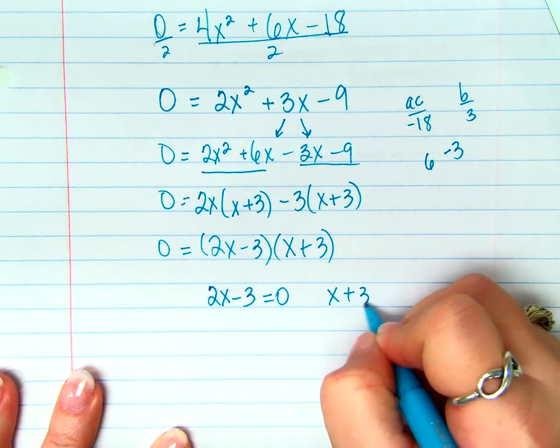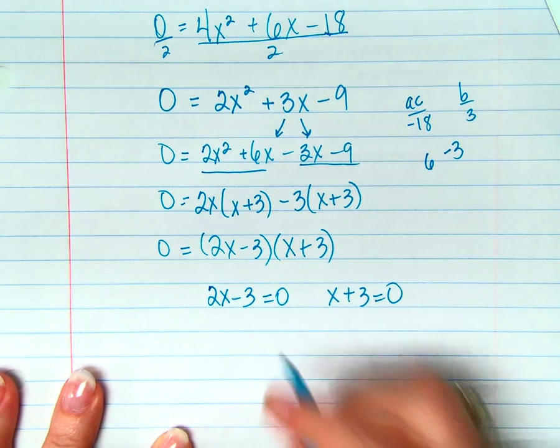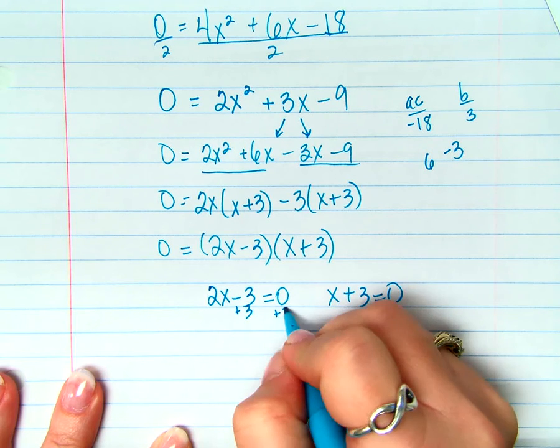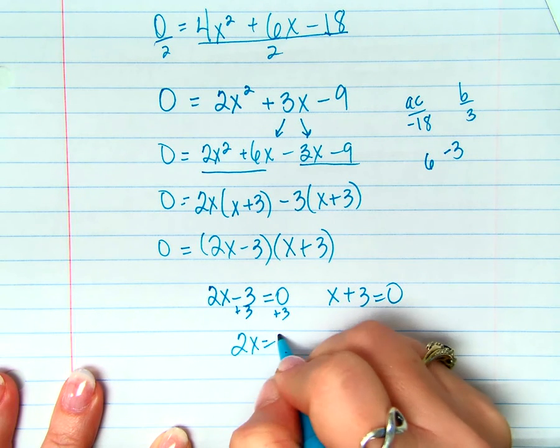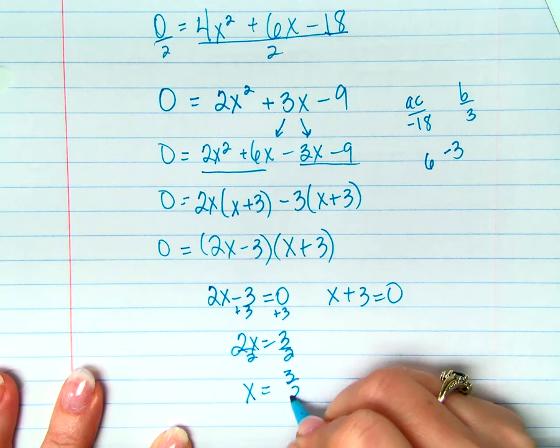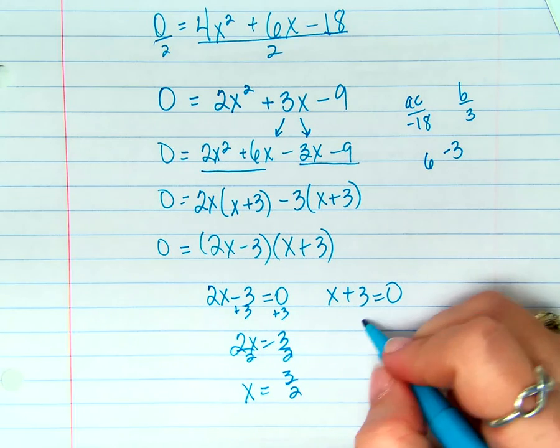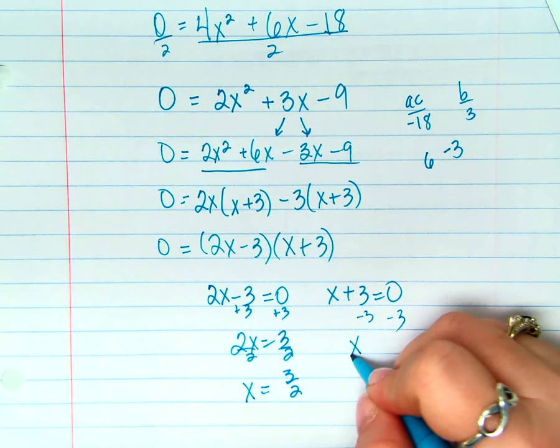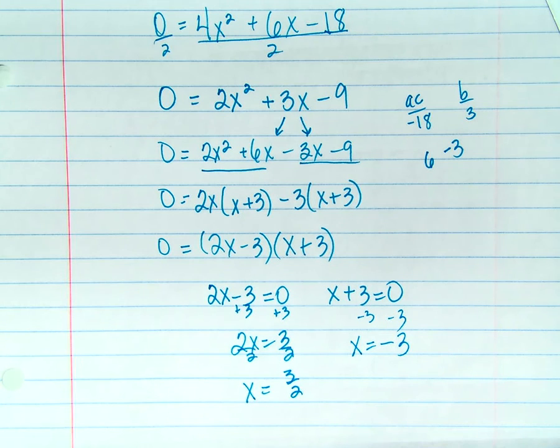Excellent. So if I add 3, we get 2x equals 3. x equals 3 halves. x equals negative 3.